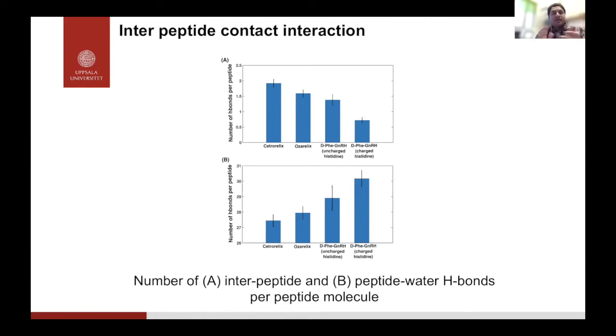So we can understand the overall aggregation propensity using these analysis methods, and this also agrees well with our NMR experiments, with NMR also showing that cetrorelix has the highest aggregation propensity, and diphenyl GnRH has almost no aggregation propensity. So now, as we discussed before with the contact map and everything, we can also try to understand what drives this aggregation propensity.